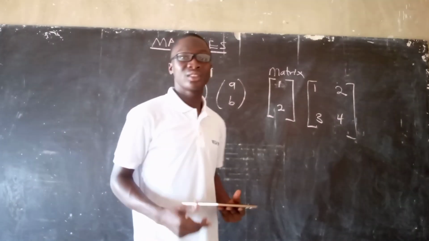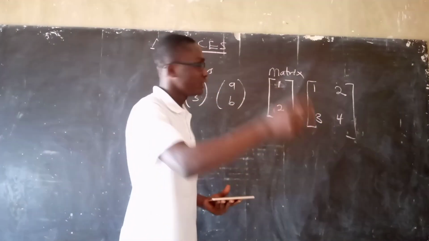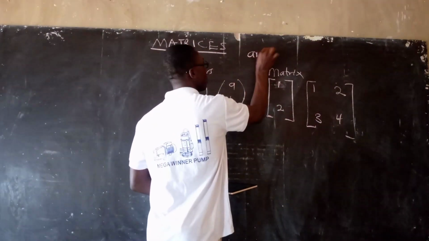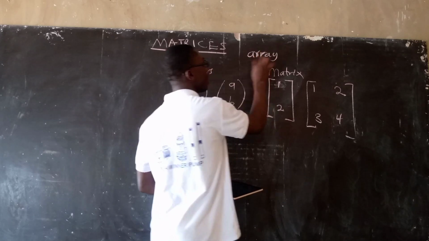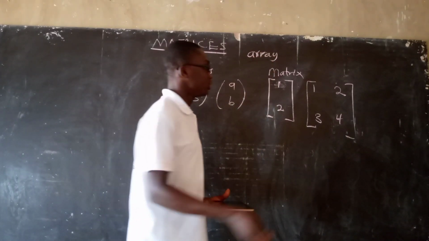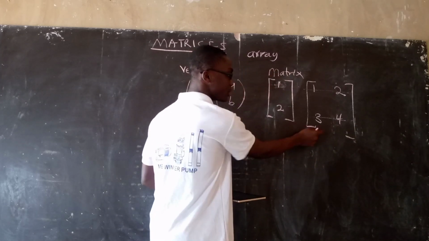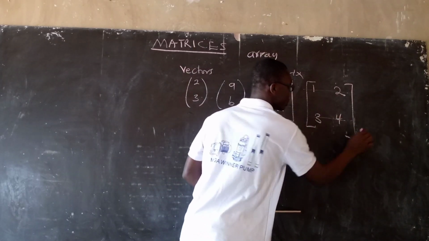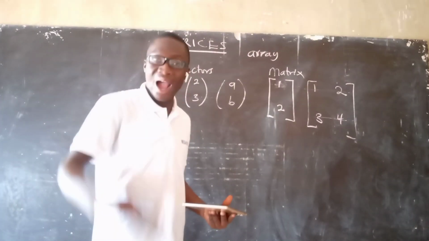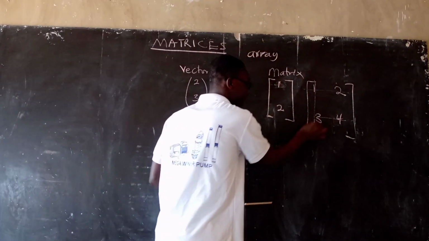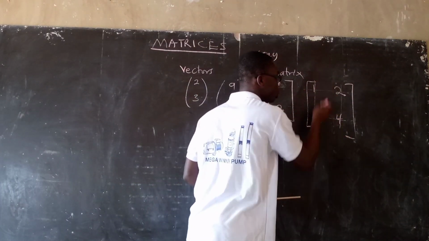So the horizontal arrays are the rows. This matrix has 2 rows, and the vertical arrays are the columns. So 2 rows, 2 columns.